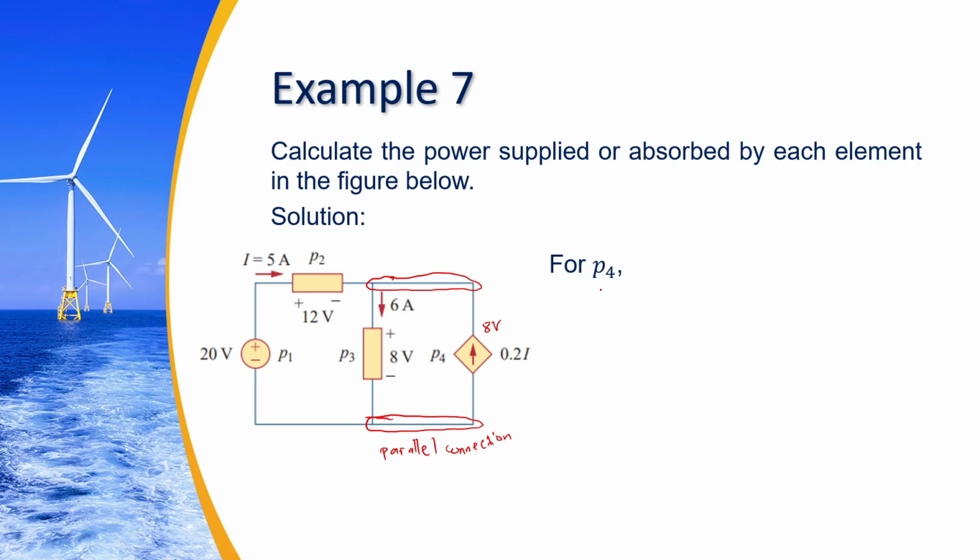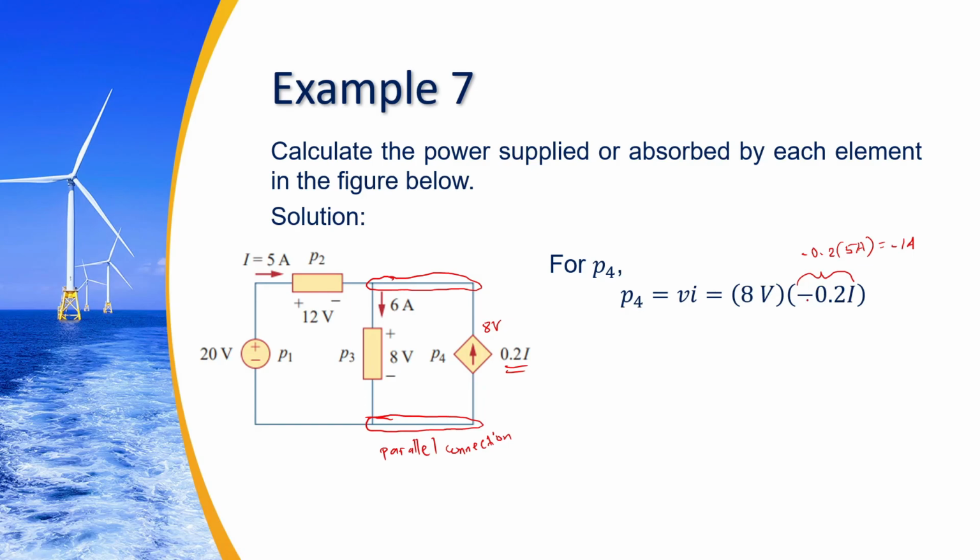Therefore, gagamitin natin voltage kay P4 is 8 volts at yung current ay itong current niya, which is 0.2 I. Okay? Para makuha natin yung magnitude ng P4, itong I, substitute natin yung 5 amp. Kaya mangyayari, itong part na to is magiging negative 0.2 multiplied by 5 amp. Ang sagot sa kanya is negative 1 amp. Okay? So, question, bakit siya negative?